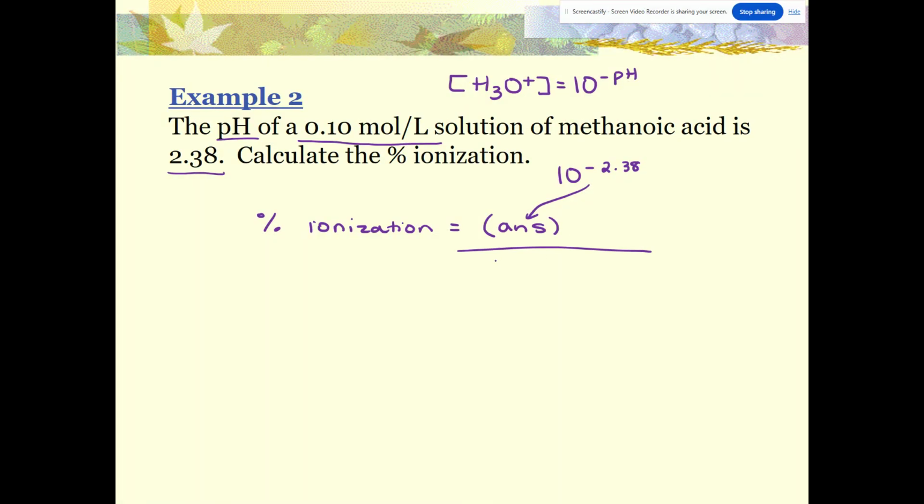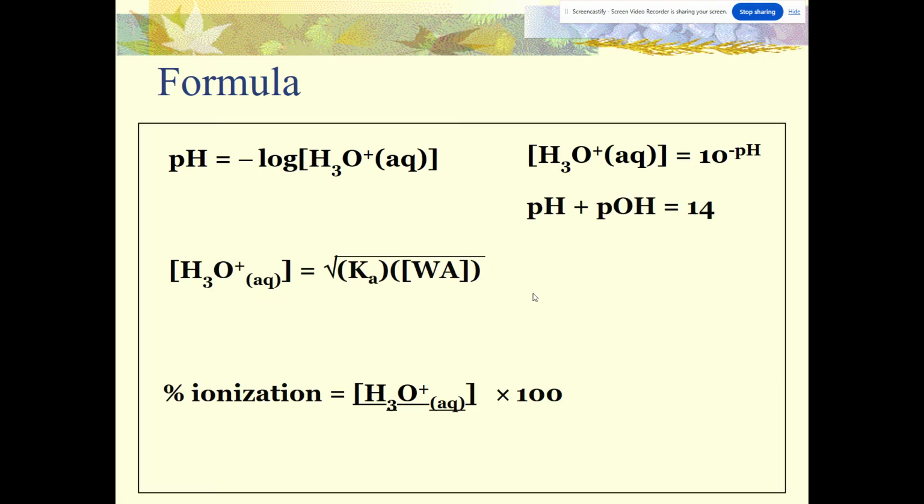Now in this formula, the hydronium ion concentration is not squared. It's just hydronium over acid times 100. So 10 to the exponent negative 2.38 divided by 0.1 times 100. Again, I have 2 sig digs in my pH because the sig digs are decimal places. So I need 2 total digits in my percentage. So the answer would be 4.2% ionization.